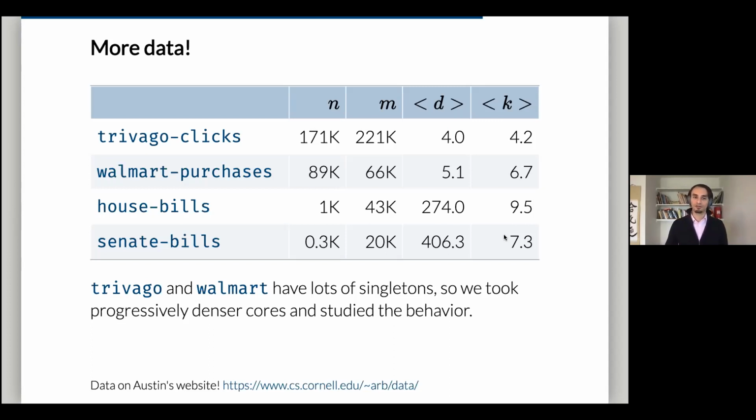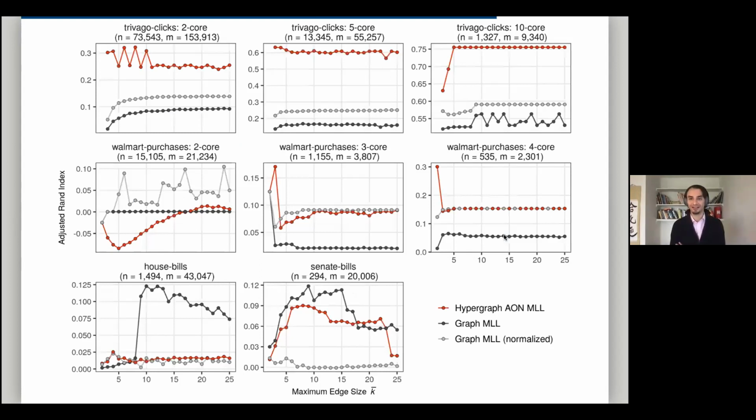Now, I will say that for Trivago and Walmart, these are very sparse data sets, and in particular, they have a lot of singletons. So what we did is we took progressively denser cores of the data sets and then studied the behavior of these algorithms. So here's what we found. There's a lot to take in here.